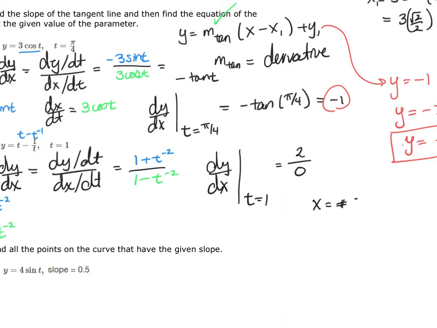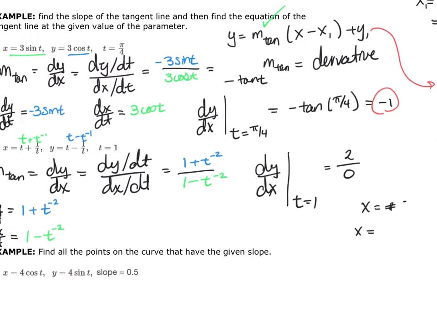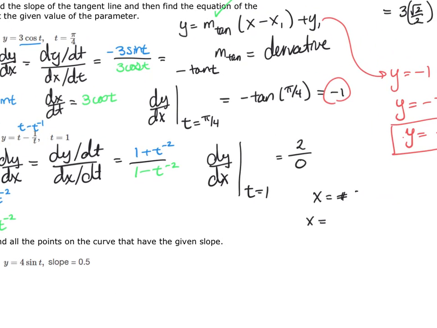And the way I do that is I do it like I did when I was finding my x1 and my y1. So x is going to be equal to, the way I define x, t plus 1 over t. So I'm going to evaluate my x when t is equal to 1. And so this is going to be 1 plus 1, which gives me 2. So my equation, x is equal to 2, and that is my final answer.